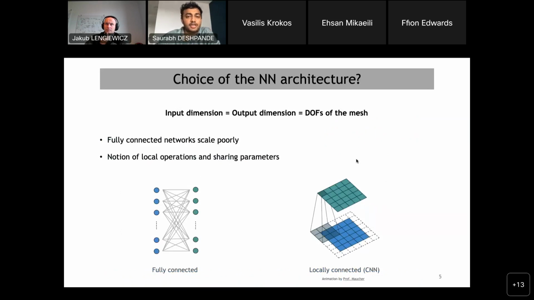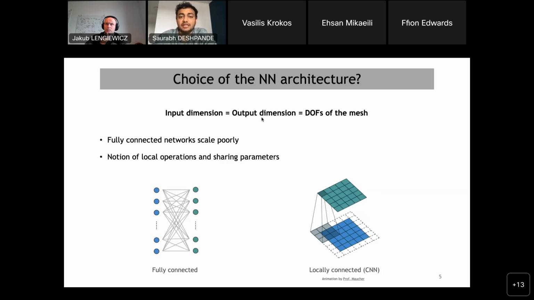So what type of neural network should I use for these applications? Again, to remind you, we are working on a full field prediction problem. We have a full mesh given and we want to predict some quantity of interest on that full mesh.